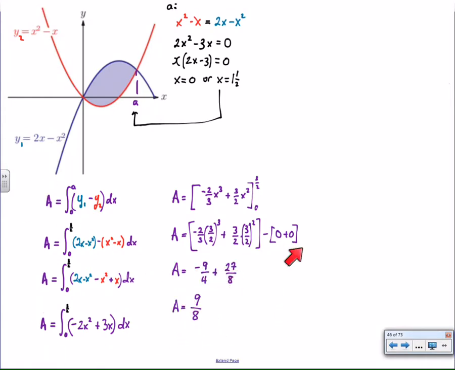So that's how the paper and pencil algorithm works. The gist of it is you take the upper function, subtract the lower function, and that creates a new function. We call that the difference function. And in order to find the boundaries, you simply set each function equal to each other, and that will give you the x values of intersection, and those are what you use for your upper and lower bounds.